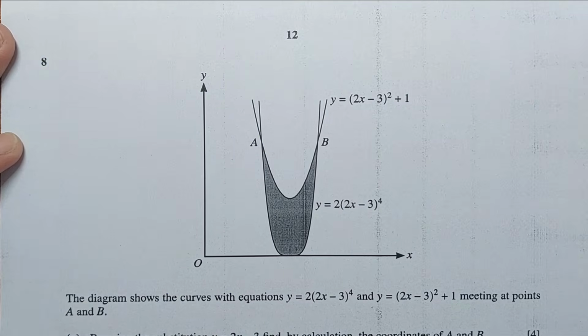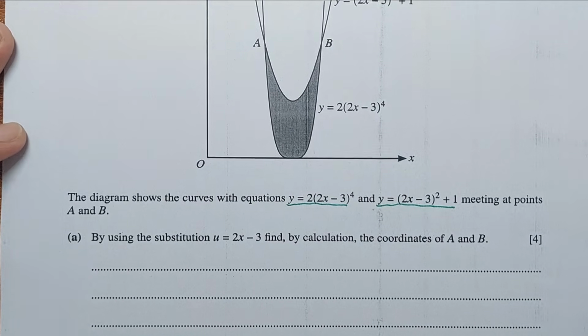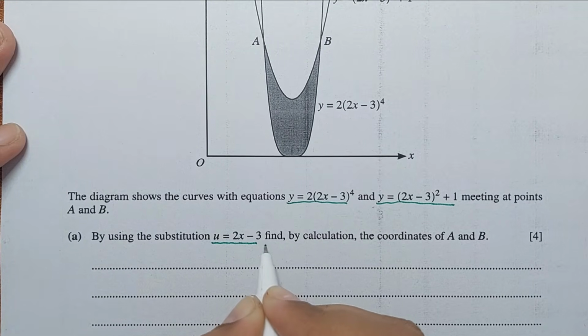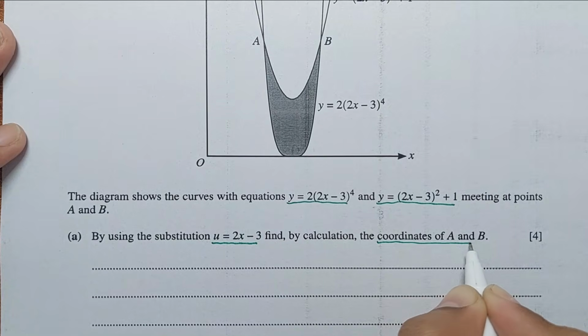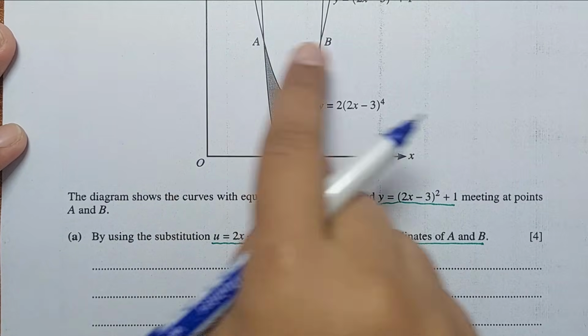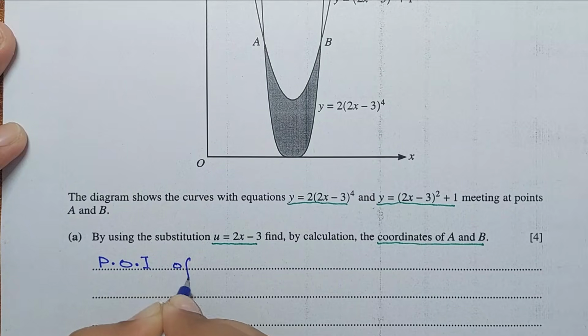Right. Question number 8. The diagram shows the curves with equations. We have two equations of the curves meeting at points A and B. These two curves meet at point A and B. Part A. By using the substitution u equals to 2x minus 3, find by calculation the coordinates of A and B. Means x and the y both coordinates. Okay, so the coordinates of A and B are basically the points of intersection of two curves.